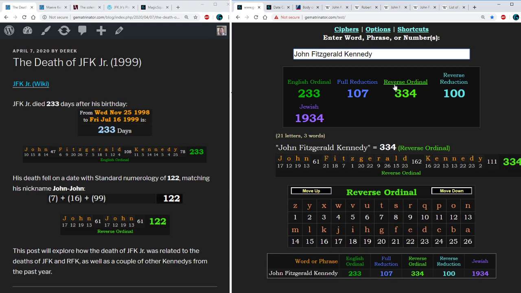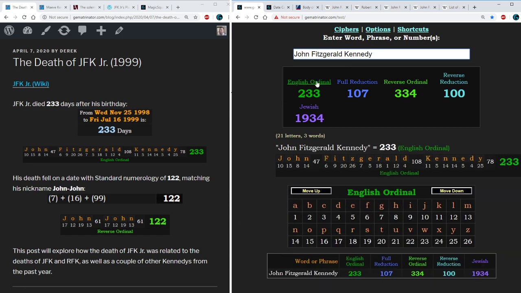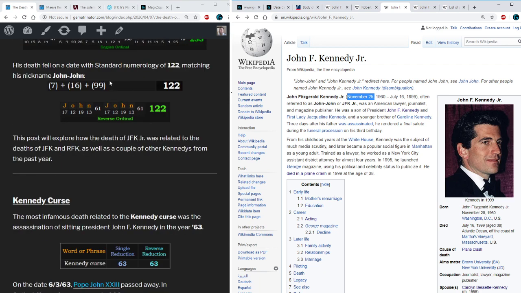And this post began as just a little bit about the plane crash of JFK Jr. I just want to point out that the name John Fitzgerald Kennedy gives us an ordinal value of 233. And JFK Jr., who was born on November 25th, died on July 16th, which is exactly 233 days after his birthday.